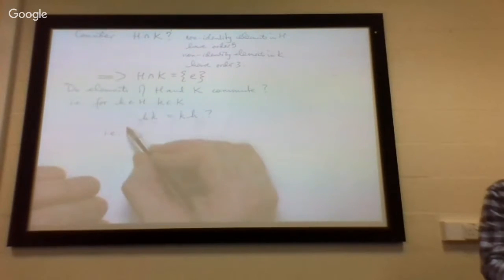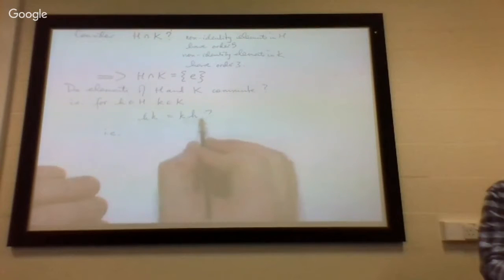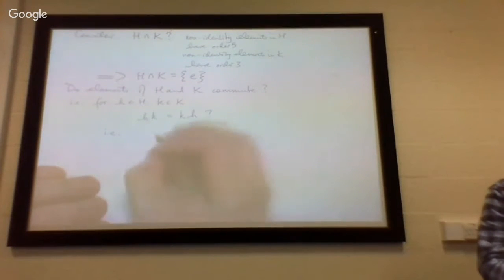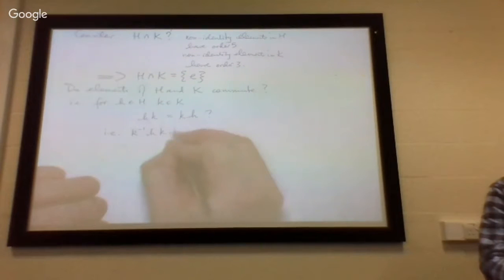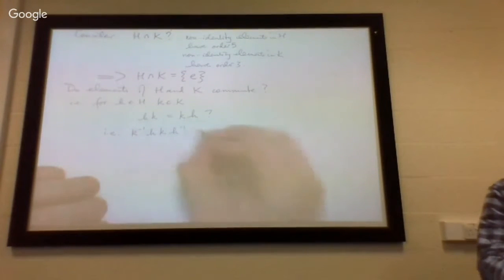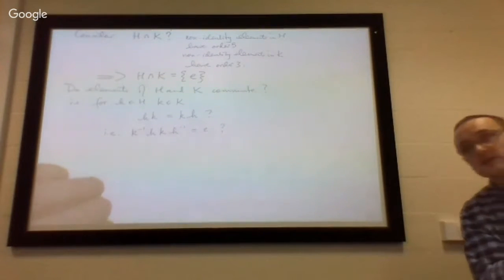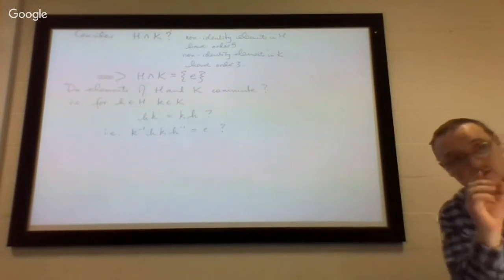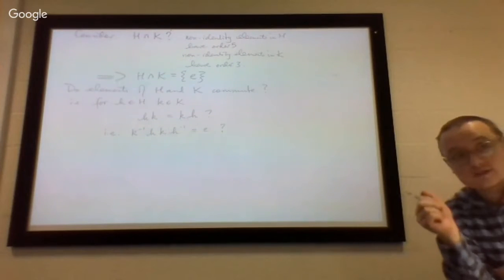Now, how do you do that? It means we want to multiply both sides on the left by K inverse. That will get rid of that K. And multiply both sides on the right by H inverse. That will get rid of the H. It'll cancel to leave the identity. So if I go K inverse, H, K, H inverse, what's left on the right-hand side is E, the identity. Now, I'm not asserting this, I'm raising this as a question.